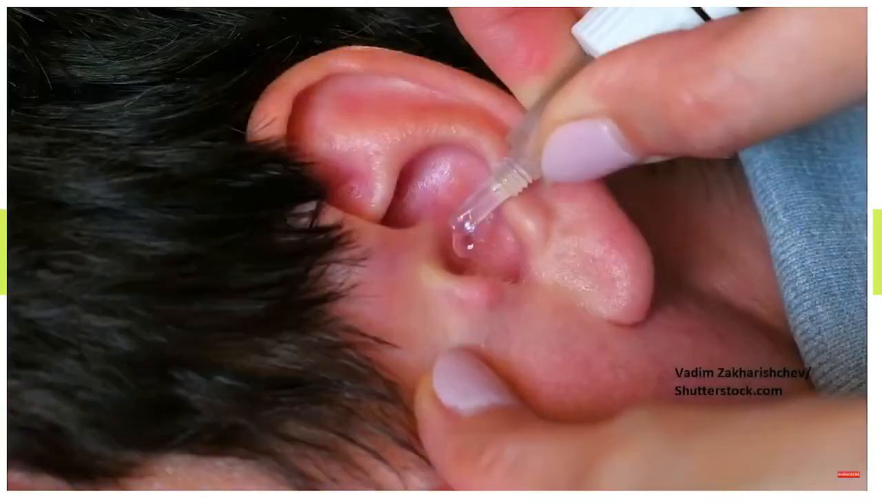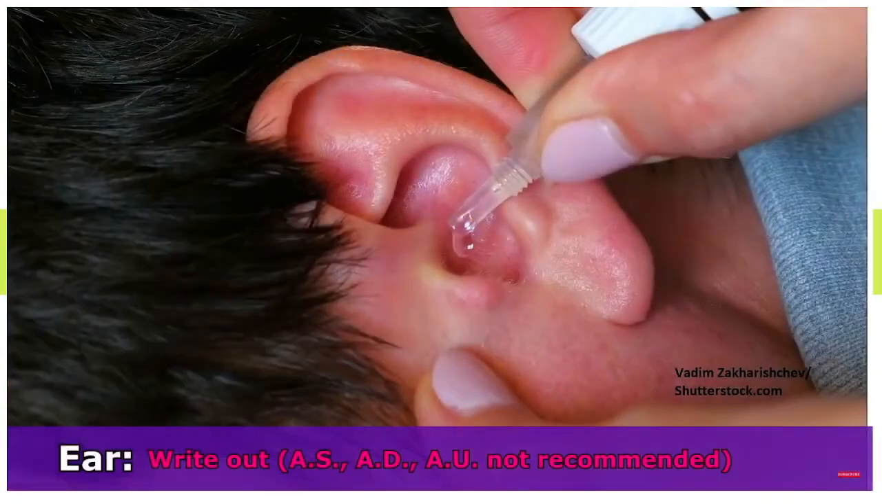In addition, the ear can be used as a route of medication administration as well. And just like with the eye, it's best to write this route out and designate, is it the right ear, the left ear, or both ears? Before AS, AD, and AU were abbreviations used for this route, but that is no longer recommended.